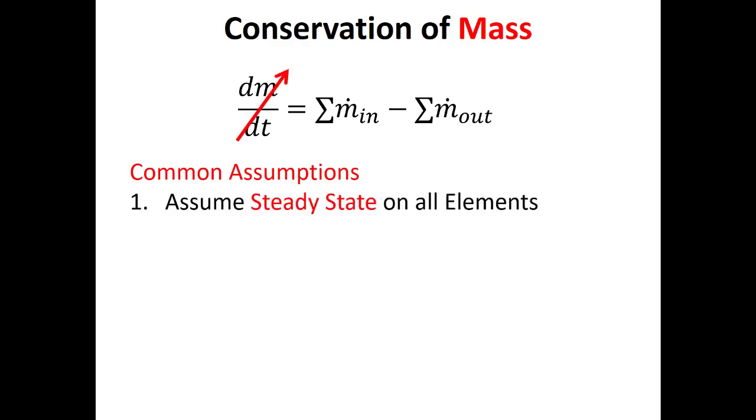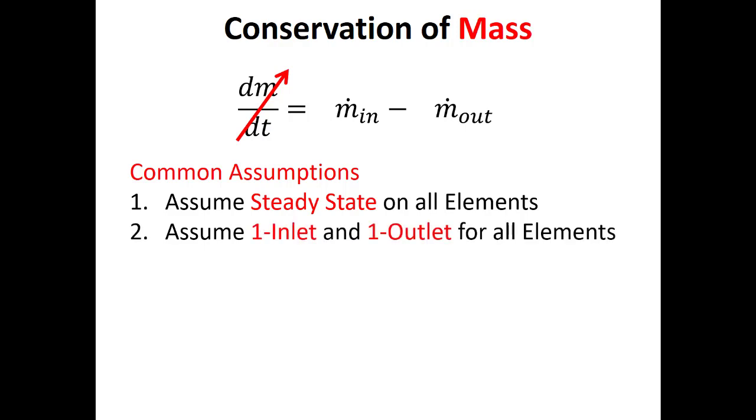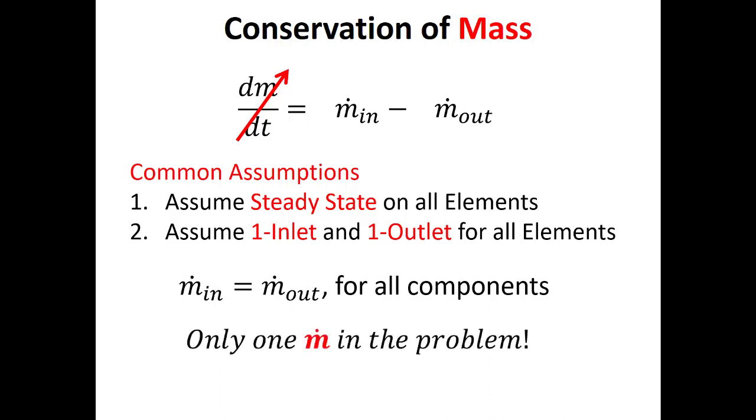So in this case, all of my components are at steady state, and all of my components have one inlet and one outlet. This is kind of a happy situation because this means if I look at every single one of these components, they're all going to be m dot in is equal to m dot out. And since the outlet of every component is the inlet of the next component, there's only one mass flow rate in this problem. So I'm going to get rid of all these subscripts and only call it m dot, right? So there's only one m dot in the problem.